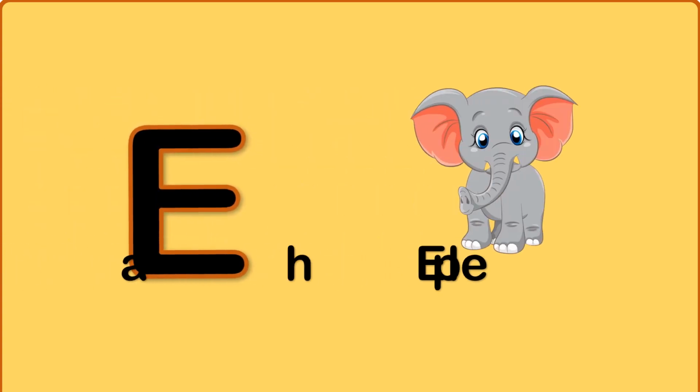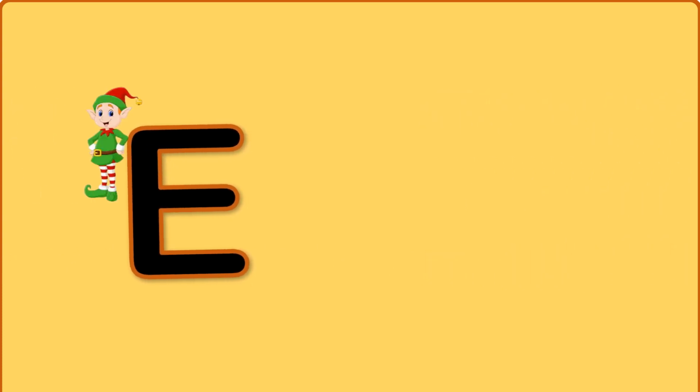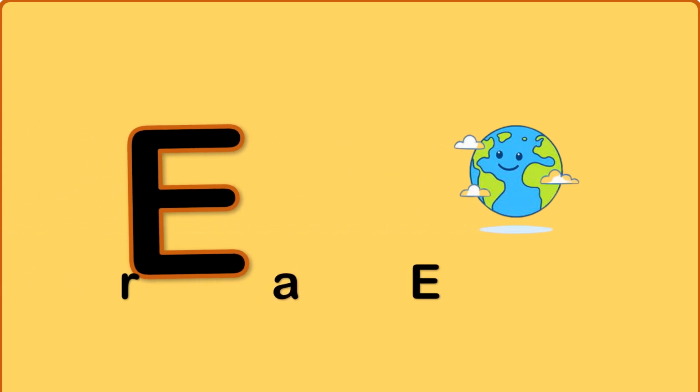Let's meet the letter E. We use this letter for so many words. Do you want to learn them? The first one is elephant. That starts with the letter E. E is an elf. E is an earth. This is how we write the letter E.